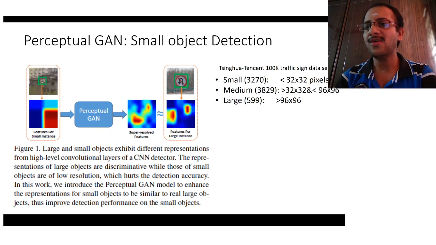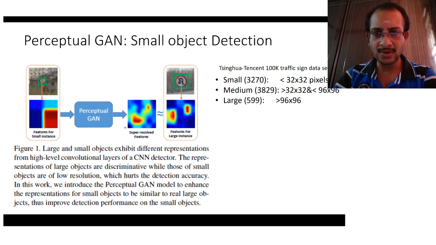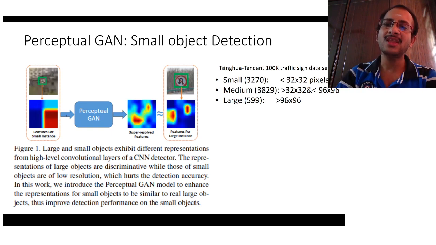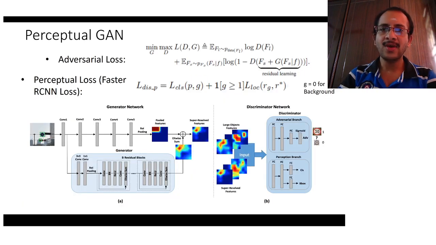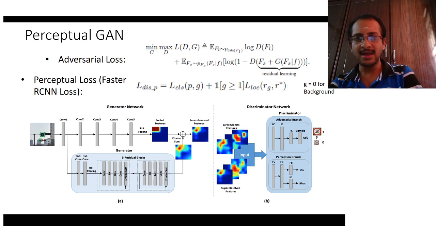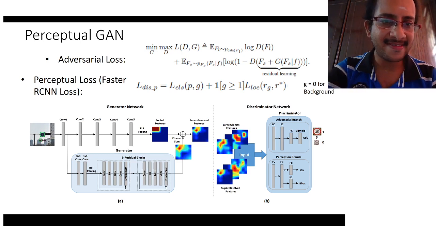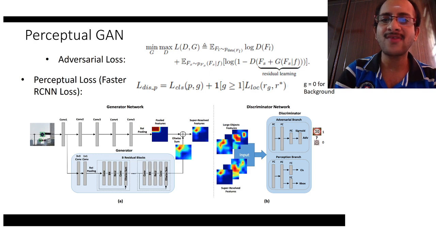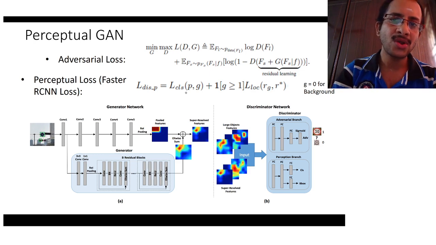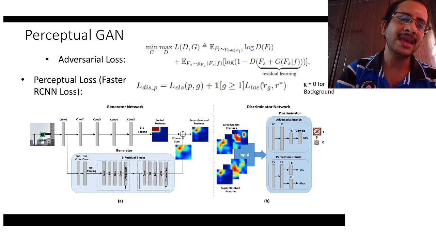And this is the framework where the objective of the generator is very clearly shown here, that is to super resolve all the features. This is the whole framework where you can see the discriminator has two losses. One is the adversarial loss and another is the perceptual loss. This is exactly similar to having a Fast RCNN kind of loss, where you have classification loss plus the regression loss.